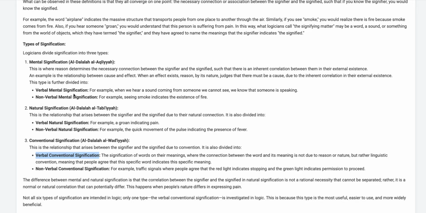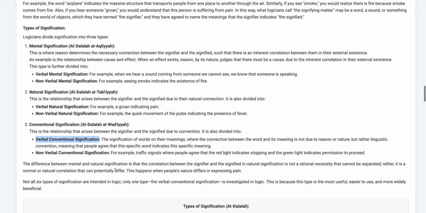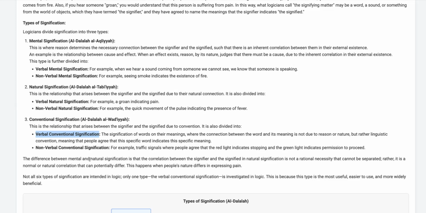In short, the relationship between words and their meanings as they are used by people. And then he talks here about the differences. You can check them out, but it's nice to know the difference between mental and natural signification is that the correlation between the signifier and the signified is natural. It's not necessarily rational. So you can see the first is related, the connection is due to rational issues. The second is related to natural issues. What we're worried about now is the usage of words and their meanings.